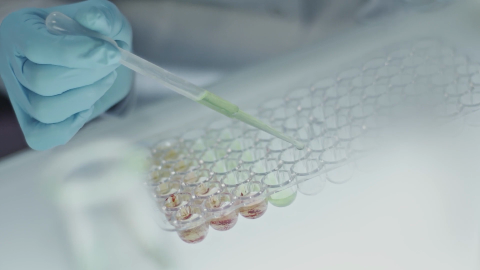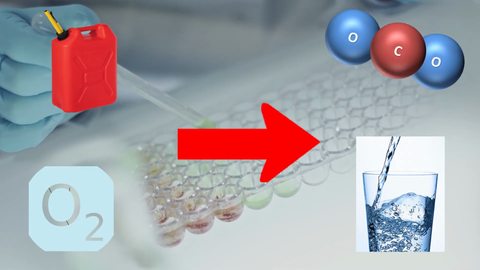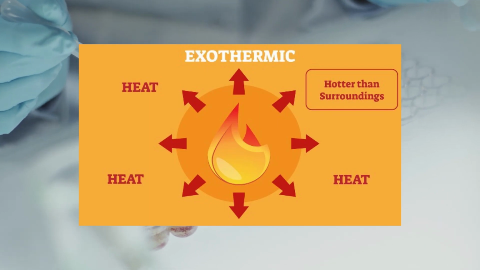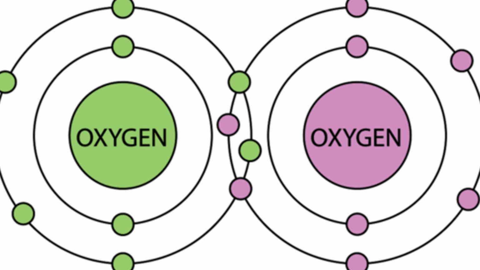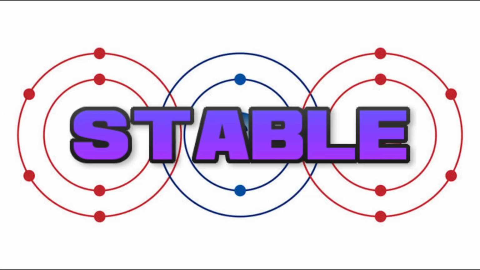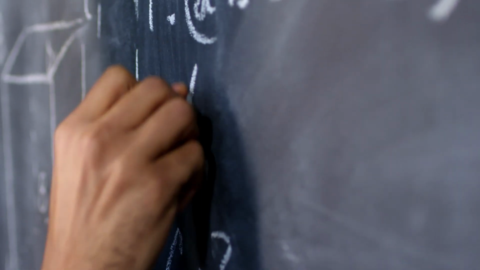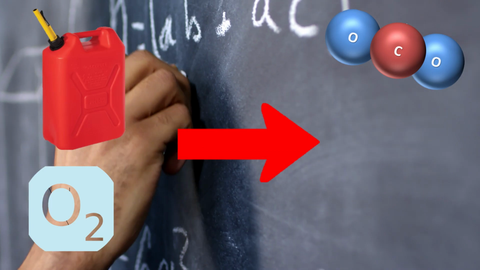The chemical reaction that is fire converts fuel and oxygen into carbon dioxide and water. Because it's an exothermic reaction, it produces heat. This heat is produced because oxygen's chemical bonds are weak, and the new bonds that are produced are much more stable, making a new production of energy. The basic equation for fire is fuel plus oxygen into carbon dioxide plus water.